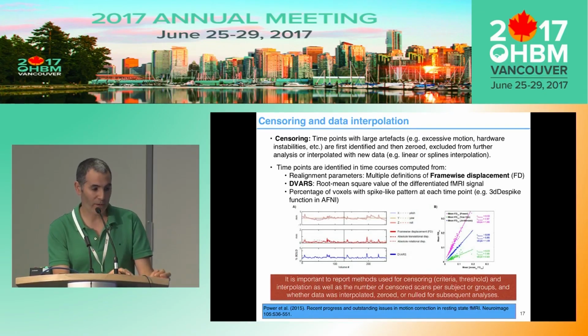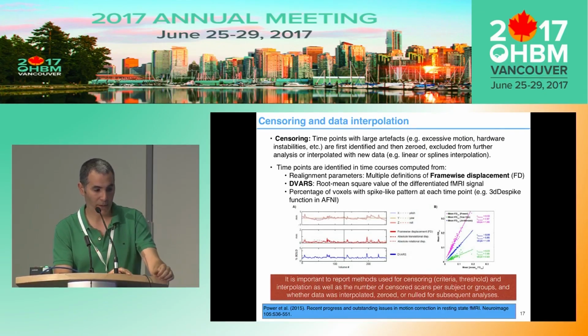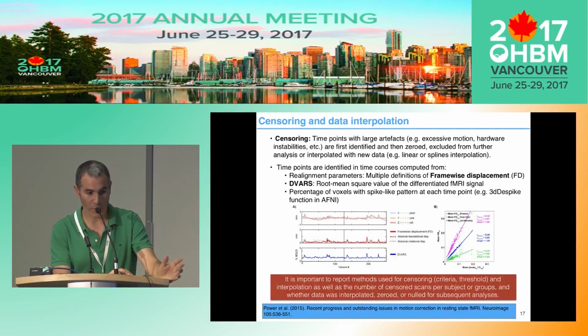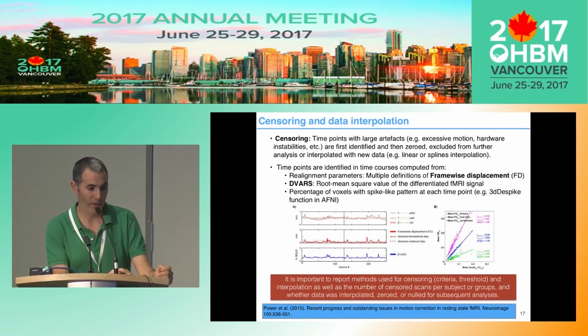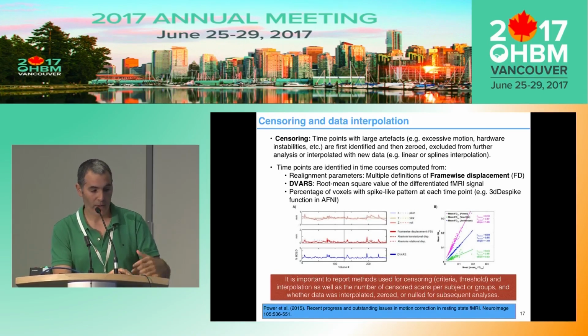In order to identify those time points, you can use metrics based on the realignment parameters, like frame-wise displacement, or DVARS that are based intrinsically on the fMRI signal. You compute it based on the derivative of the fMRI signal, or you could actually compute the percentage of voxels with a spike-like pattern in each time point, for instance, with 3dToutcount or 3dSpike in AFNI. Then you use those time series in order to identify which time points you want to censor.